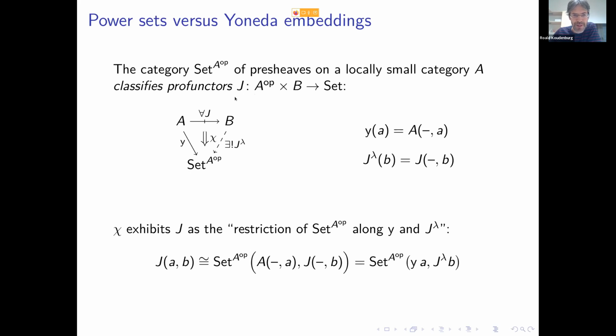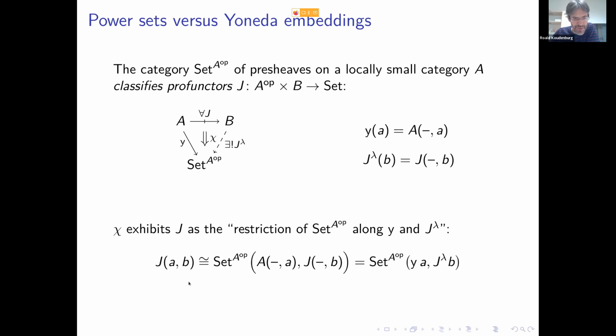For me, those are functors from A^op times B into small sets. So for each such profunctor J, there is a unique functor from B into the category of presheaves, again denoted by J lambda. And J lambda of B, for an object B in B, is J with B fixed, right? So then you get the presheaf on A. And here too, there's a Cartesian cell, chi, that exhibits J as the restriction of the hom profunctor of this presheaf category along Y and J lambda.